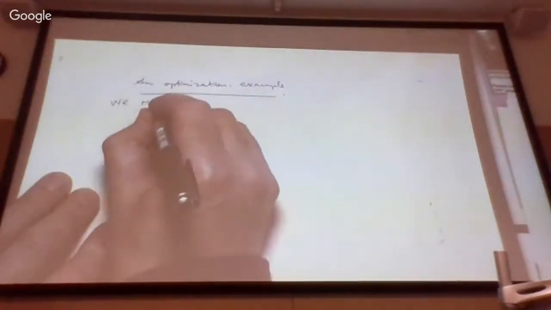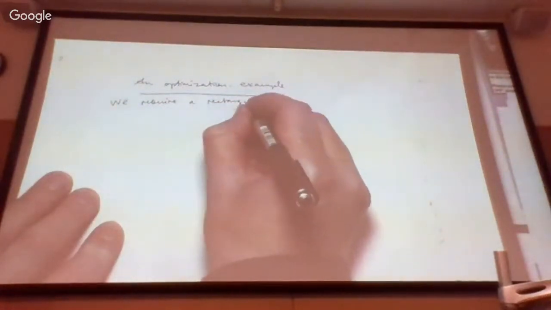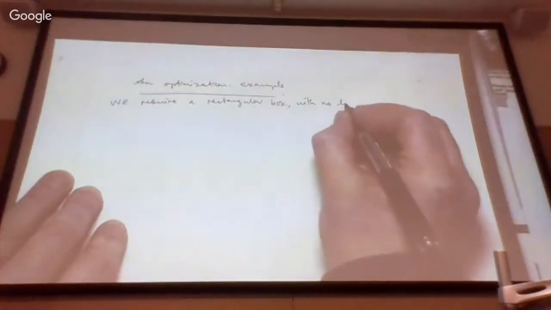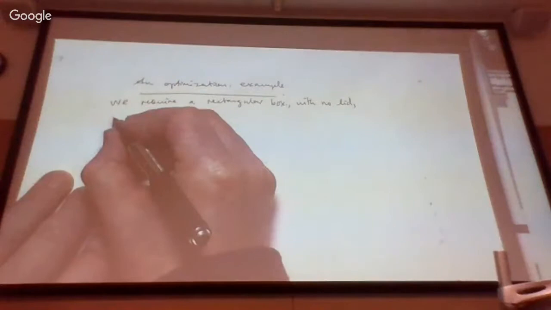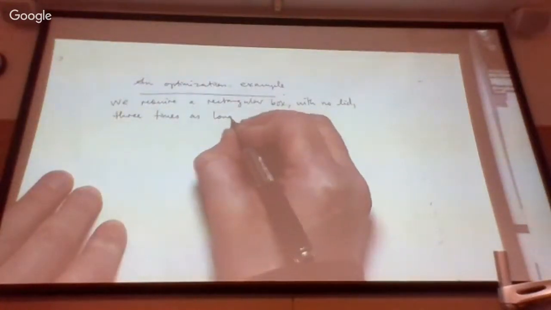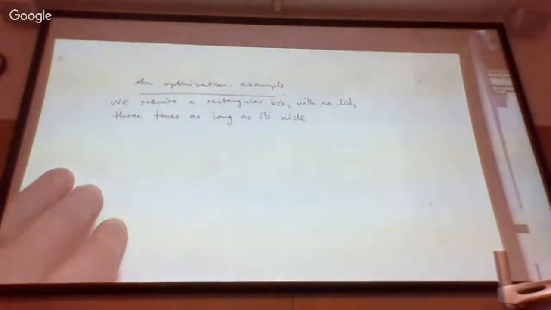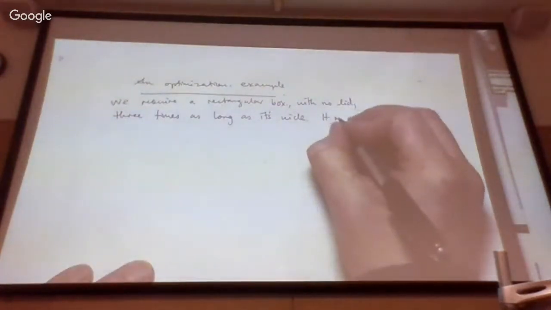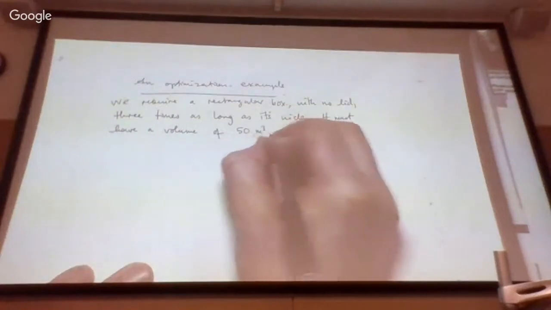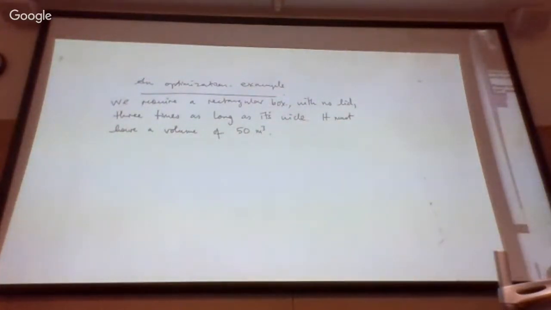So here's the description. We require a rectangular box with no lid, so an open box, three times as long as it's wide, and it must have a volume of, let's say, 50 cubic meters. It's a pretty big box. Oh, sorry, I scripted no lid, sorry. Six-sided box, box with a lid. I hope we have no lid here.